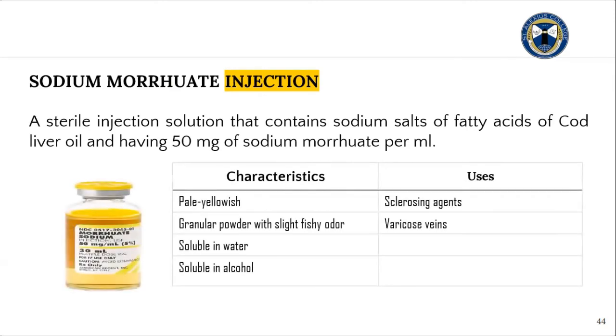The physical characteristics of the sodium morrhuate injection: it is a pale yellowish granular powder with a slight fishy odor, and it is soluble in water. And the primary use of this is as a sclerosing agent and for varicose veins.